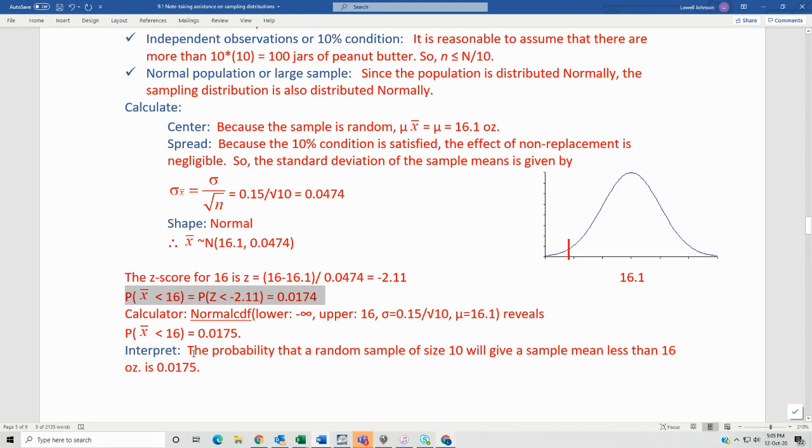So I interpret, this is my conclusion: the probability that a random sample of size 10 will give a sample mean less than 16 is this very, very small number.